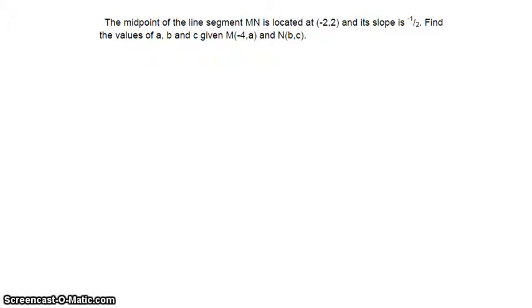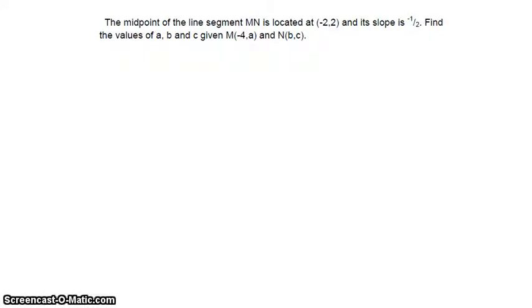Okay, in this video I'm going to show you a problem involving the concept of a midpoint and the slope. It says here that the midpoint of the line segment MN is located at (-2, 2) and the slope of MN is -1/2. Find the values of a, b, and c, given that the point M is (-4, a) and the point N is (b, c).